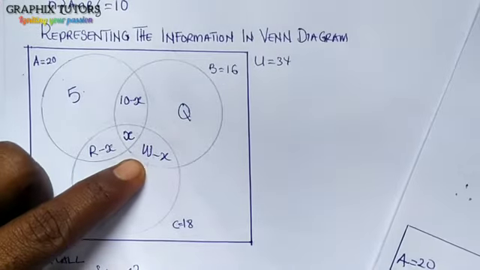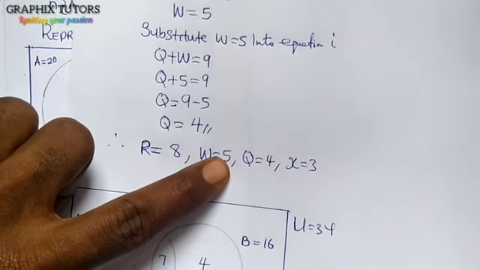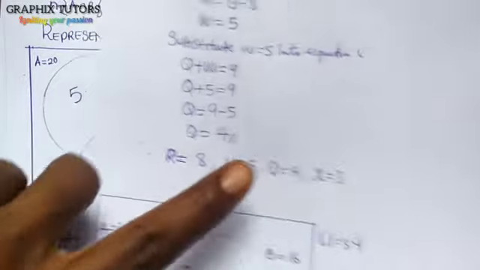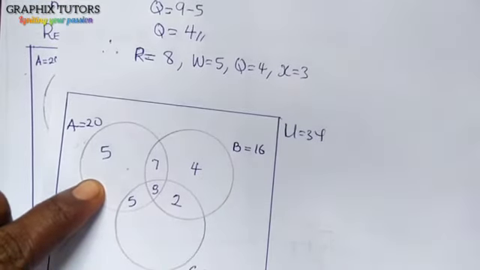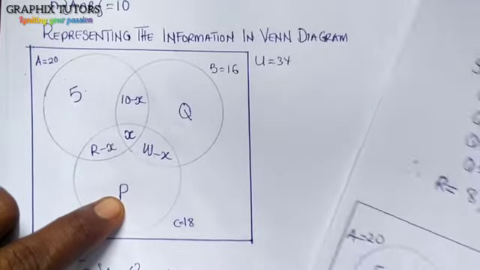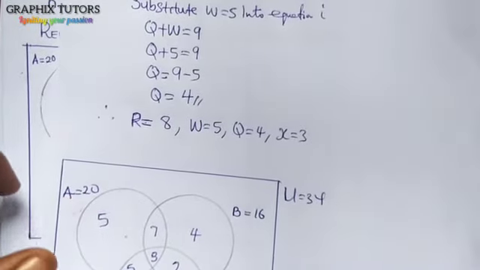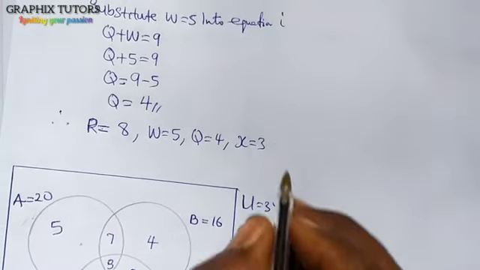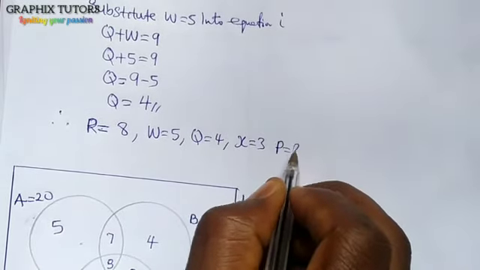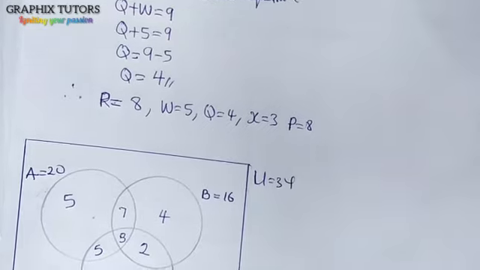Then the next one here, w is what? Is 5, and x is 3, so 5 minus 3 is what? 2. Then here we have p, but p we calculated here, our p is equal to 8, right? So I'll put the p here also. P is equal to what? 8, so my p is 8.